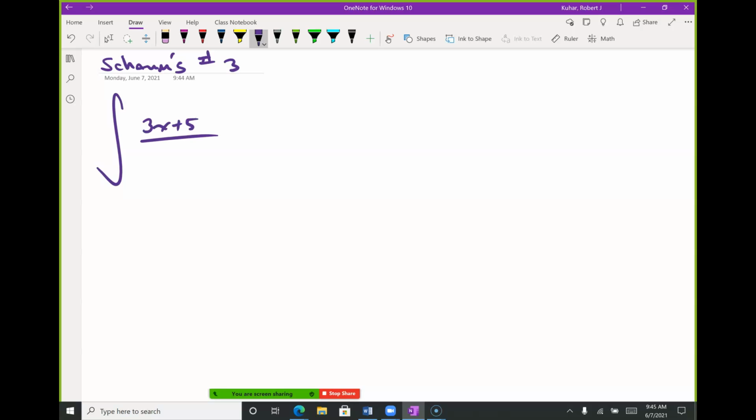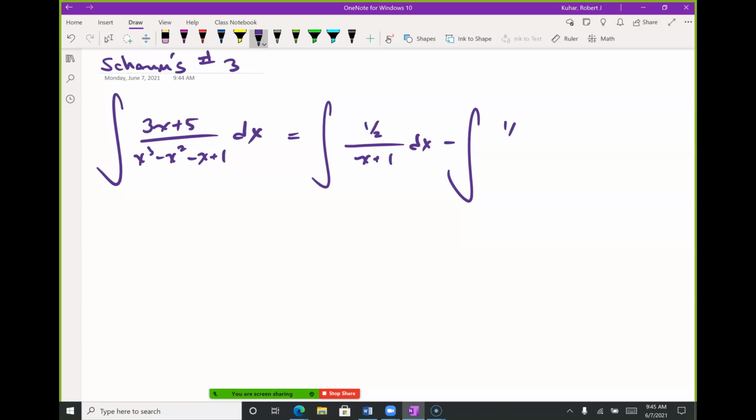So I've got the integral of 3x plus 5 over x cubed minus x squared minus x plus 1 dx, all with respect to x, and we've turned that already into three integrals, right? We got A, which was 1/2, so 1/2 of x plus 1 dx, minus B, 1/2 of x minus 1, all with respect to x. And then finally that value of C, which was 4 over x minus 1 quantity squared dx. So I've got two U subs downstairs and then a U sub inside here.